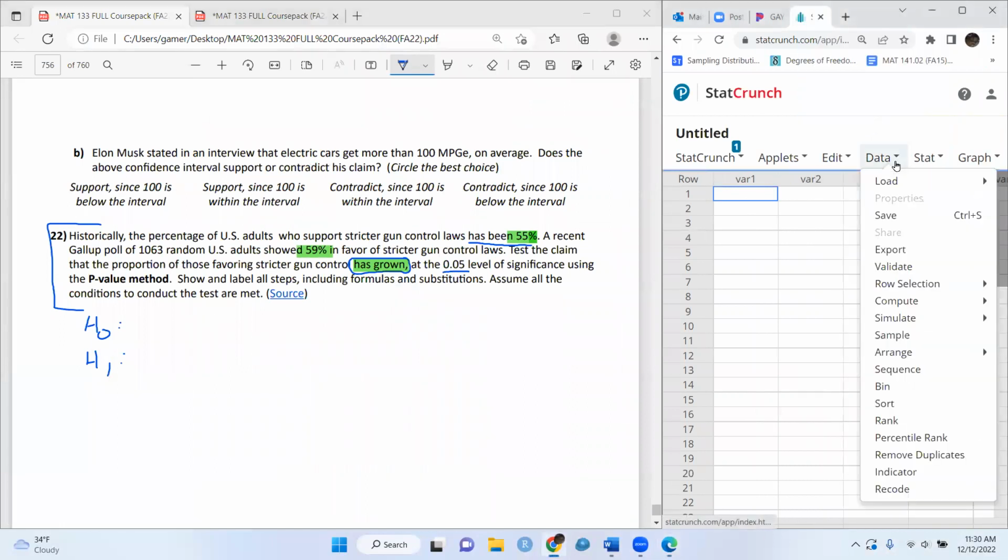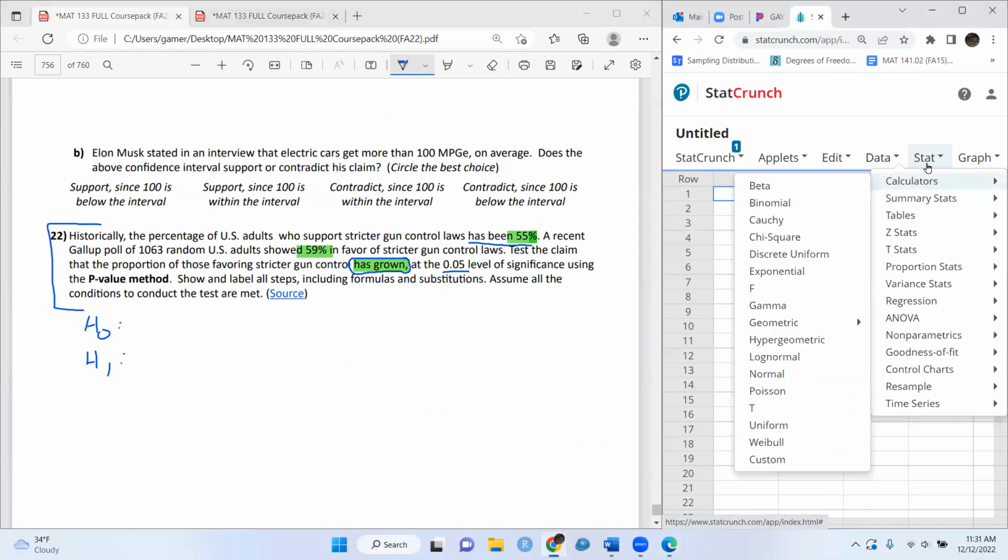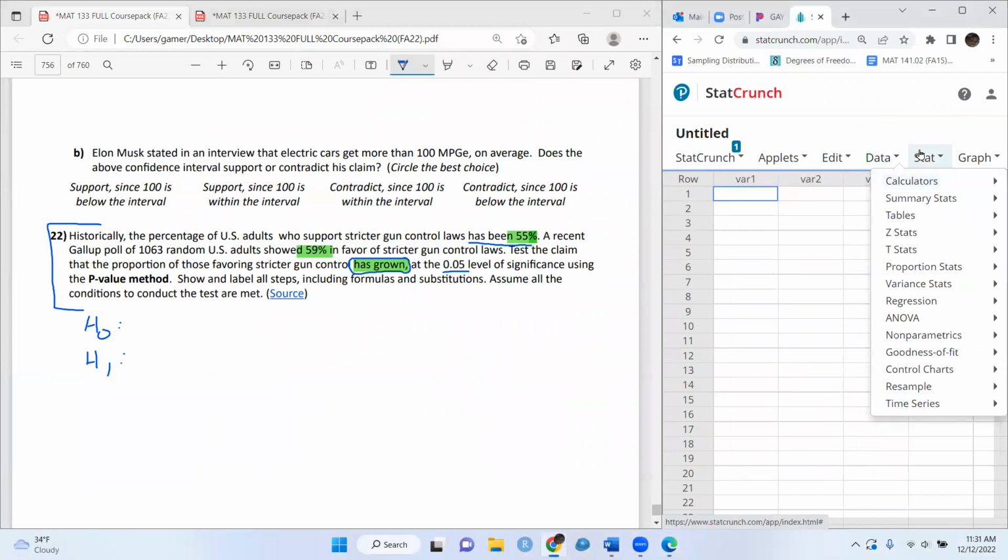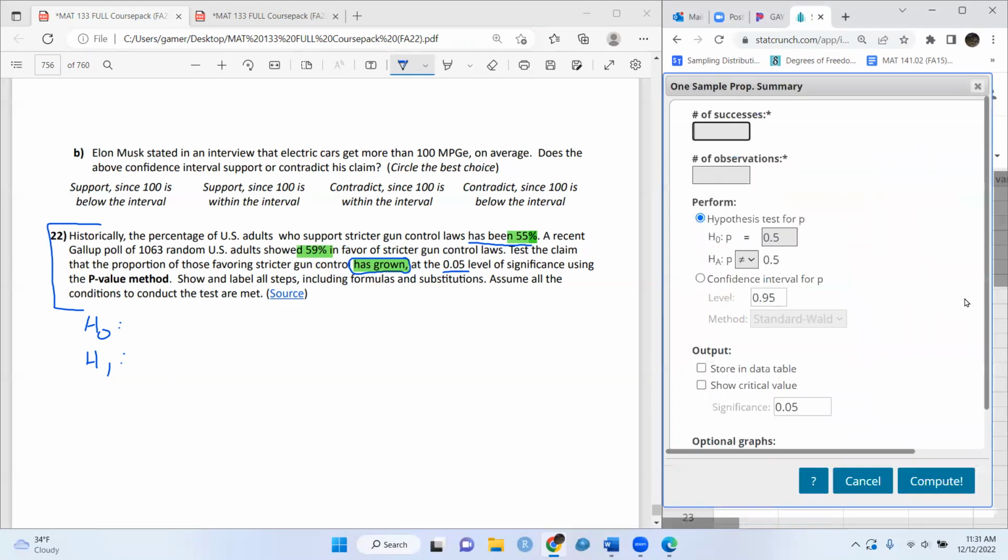So Reagan, where were you going in StatCrunch? Stat, Z, one sample with summary, but then do you need proportion stats? Oh, proportion stats, I always forget about that. So proportion stats, one sample with summary, number of successes. So then I just do like 55% of 1063. Don't use the P naught. I didn't find X. Oh, I always forget about that. Peg, is that what happened with you? I bet that's what happened. Yes, I didn't find X. That's what would have happened.